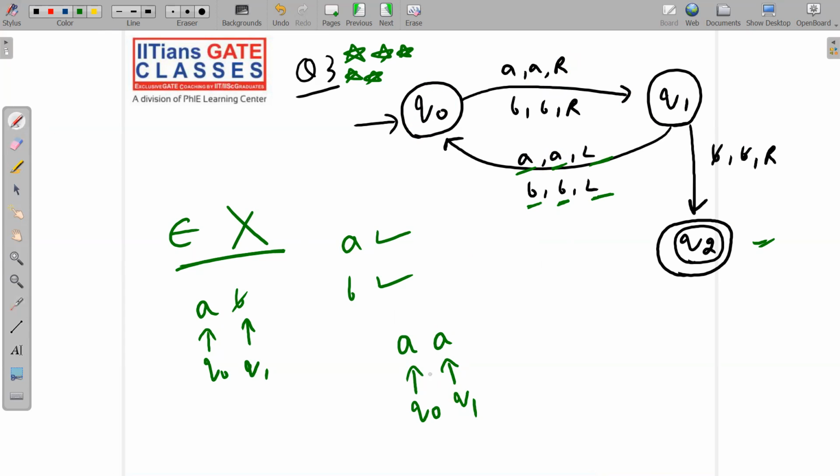So now the read-write head will be placed again here, and the state will be Q0. Let me use another color. The Turing machine will be at Q0. Now on Q0, if A is read, see here carefully. Q0 A is read. So that means what? It will move to Q1 and read A once and move right. So it will move here with the state Q1. Now Q1 is reading A.